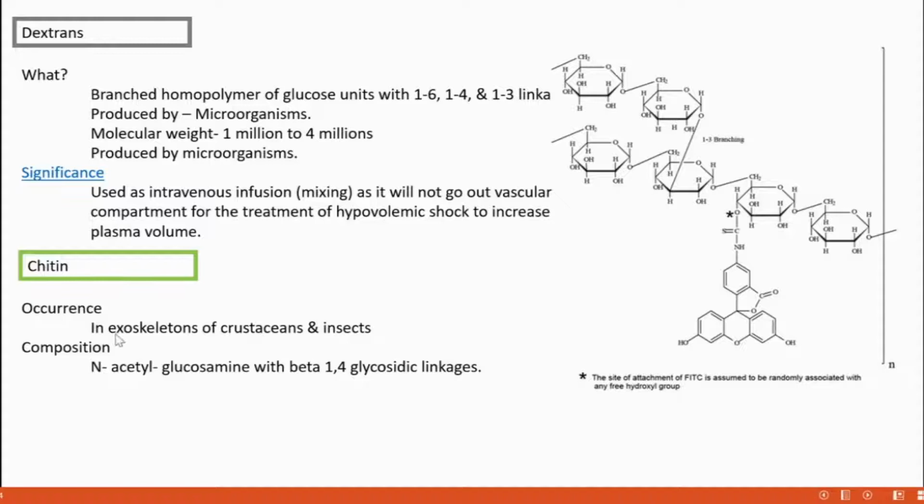Then chitin. It is found in the exoskeletons of crustaceans and insects. It is composed of N-acetyl glucosamine with beta-1,4 glycosidic linkage. It is composed of N-acetyl glucosamine with 1,4 glycosidic linkages. Okay.